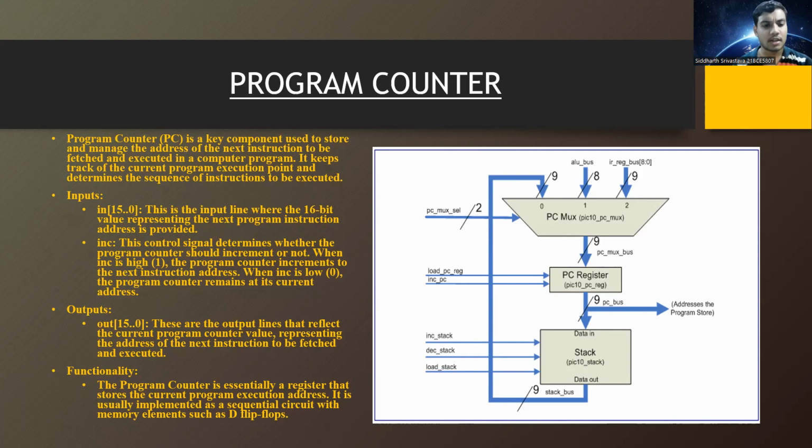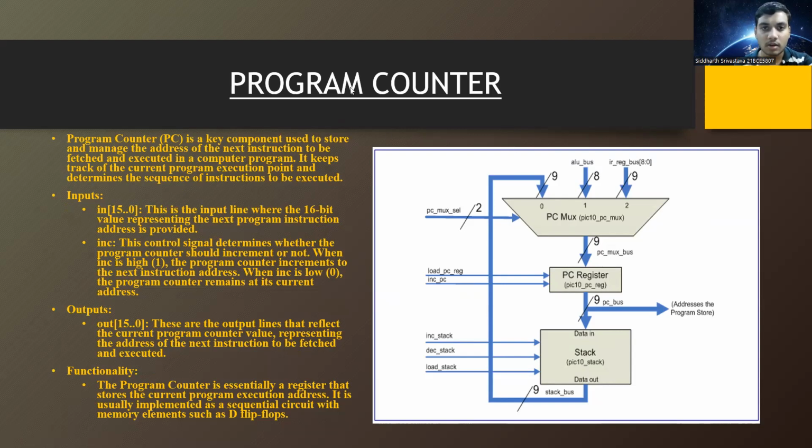So its basic functionality is that the program counter is essentially a register that stores the current program execution address. It is usually implemented as a sequential circuit with memory elements such as D flip-flops. And here we have its diagram also. It contains various buses, and it also uses the multiplexer and stack parts. So this was about the theory part.